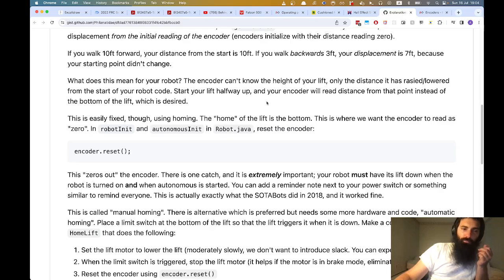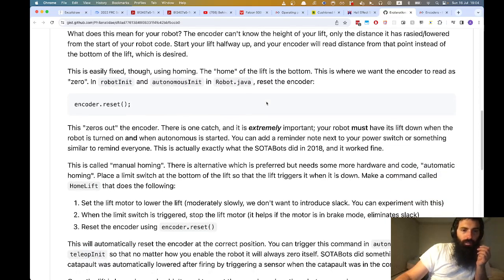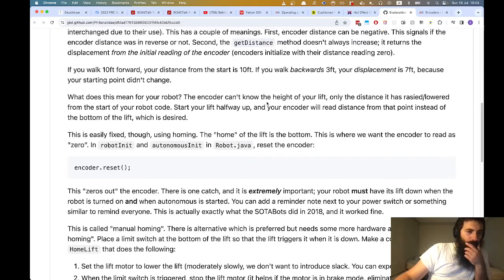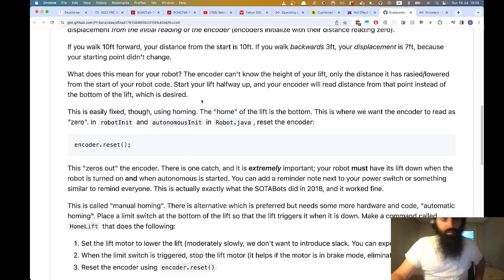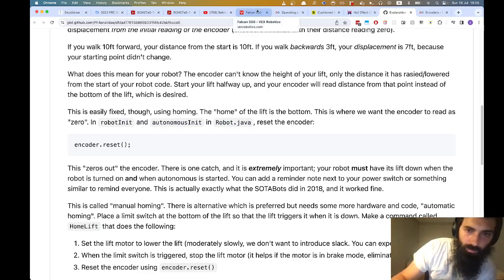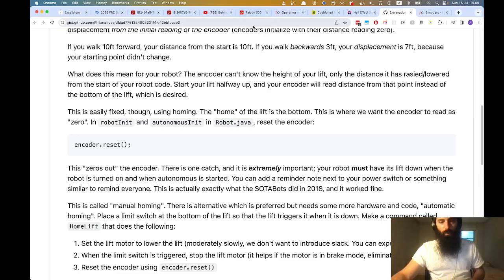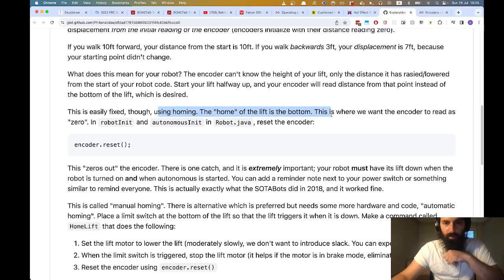So what you have to do is what's called a homing routine, which is where you have to tell the robot its starting location. And how do you do that? So the home of the lift is at the bottom.